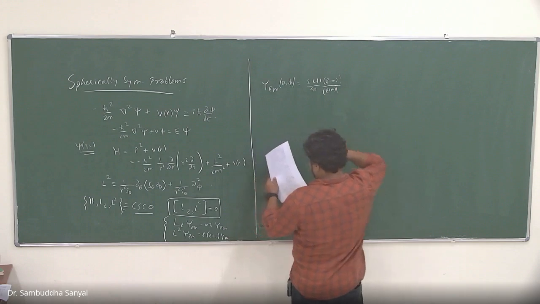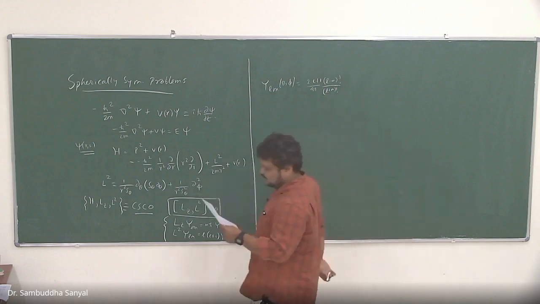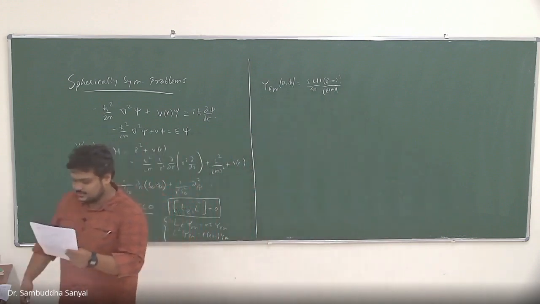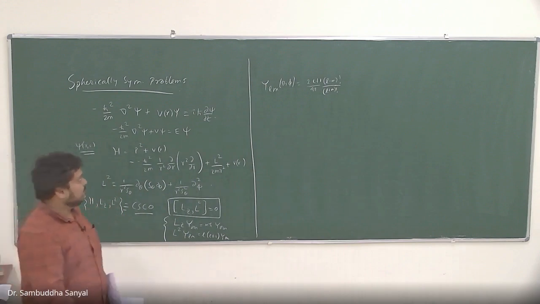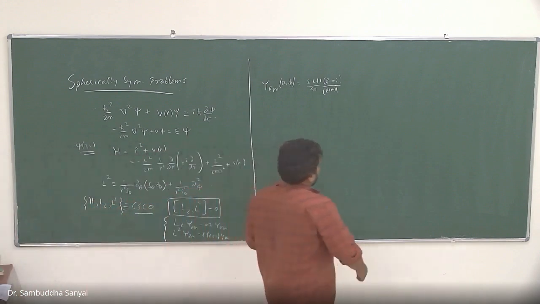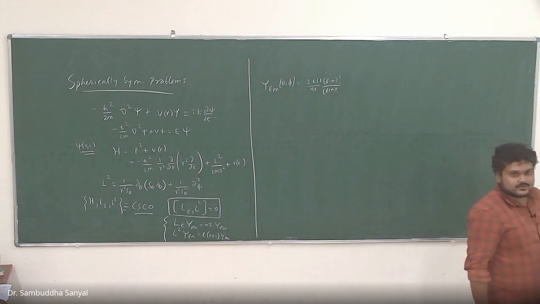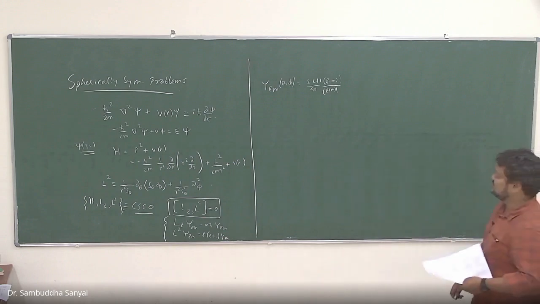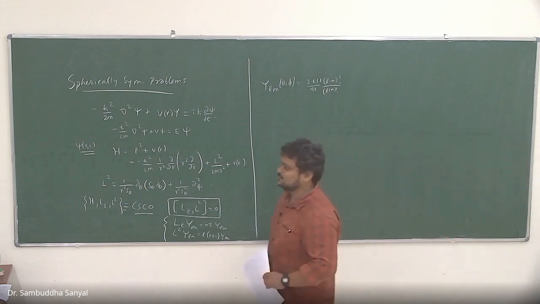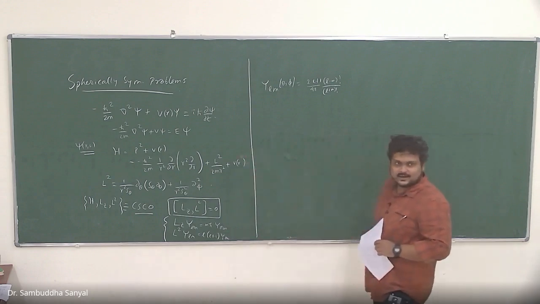I showed you how to solve it, at least I showed the outline of how to solve it, when M equals 0. When M is non-zero, it is a bit complicated, and it's not worth showing in the class. But if you are curious, you can search for it in any math methods book. Usually quantum mechanics books also don't show it; they just refer to math methods books.